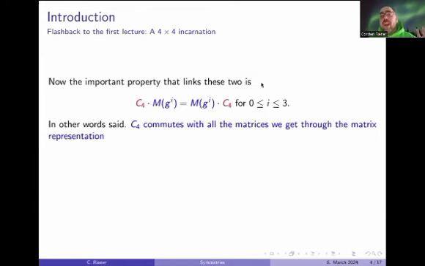Okay. So as I promised you, and I hope somebody has verified this, the matrix C4 that we have defined has the property that it commutes with all of these matrices that I have defined for my matrix representation.